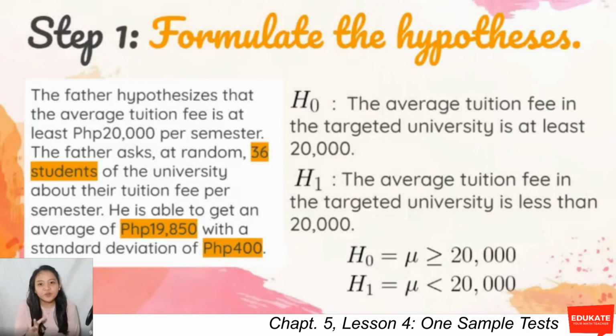For step 1, we formulate the hypothesis. There is no difference between the hypothesis of the first situation to this situation, pareho lang. So our null would still be at least 20,000 and our alternative would be less than. So in symbols, that's first one natin greater than or equal to for our null, and then for our alternative, we have the symbol less than. But there is something new na nagbago sa situation natin. That would be your 36 students sample size. Ibig sabihin, nag-increase yung sample size mo.